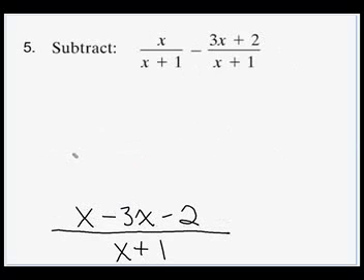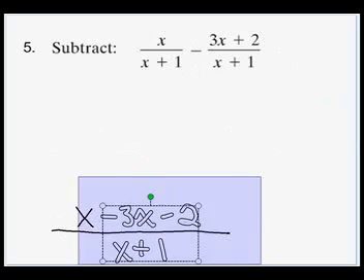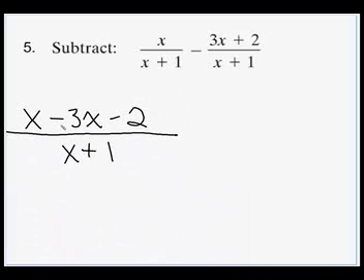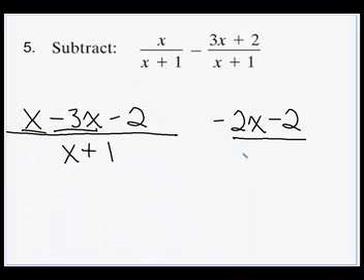Can we go any farther? We can combine like terms in that numerator. So we have an x minus 3x. Well, 1x minus 3x is negative 2x, and a minus 2. And our denominator is still x plus 1. Gee, it looks like we're done, aren't we?